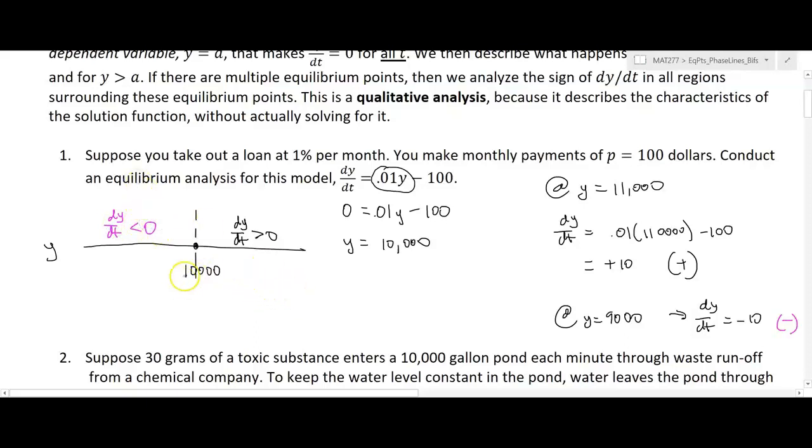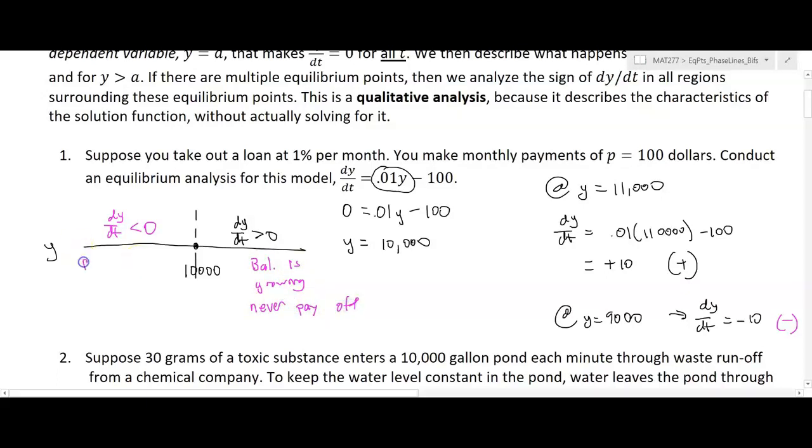So what does that mean? Well, that means that if you take out a loan of less than $10,000, you'll pay it off. If you take out a loan bigger than $10,000, now your balance is going up. If you took out a balance of $11,000, then your balance would actually go up by $10 per month. So here, your balance is growing, and you'll never pay off the loan.